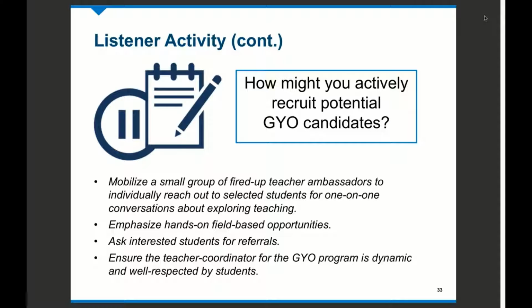Also, emphasize the hands-on field-based opportunities. Young people love the chance to get out of the typical classroom, get off campus, work one-on-one with young people, and have an impact today. They're planning for their profession for down the road, but the fact that they would get to work with young people in these field-based opportunities today is very, very attractive and breaks up the typical high school experience, which many young people are seeking.